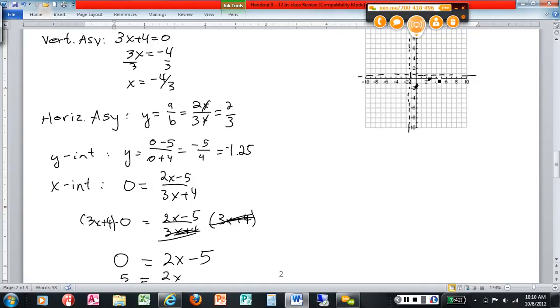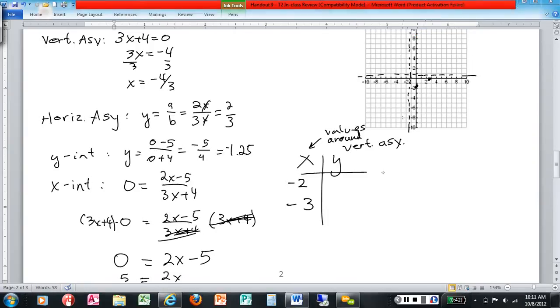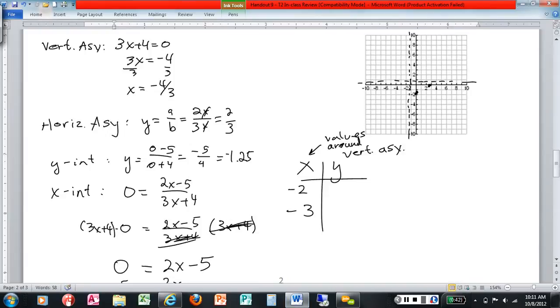Okay. All right, now on these, as far as table of values, what I wanted was values around the vertical asymptote. And so our vertical asymptote's at negative 1 1/3, so let's get a couple on the left side here, negative 2 and negative 3, let's say, and then, well, let's also do negative 1 on the other side, since we have a couple of others already.